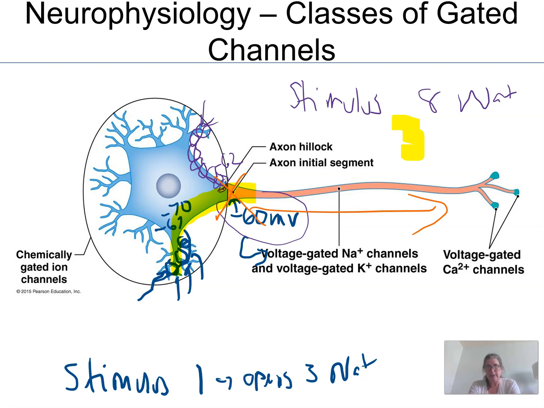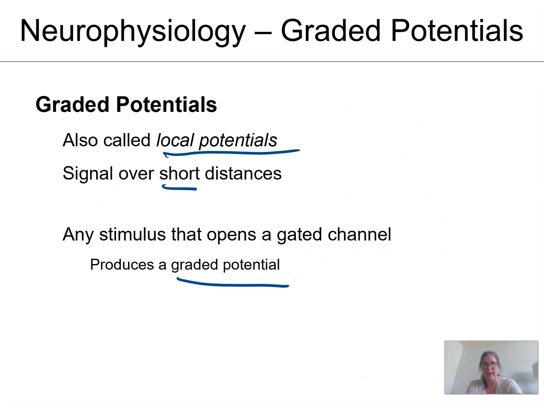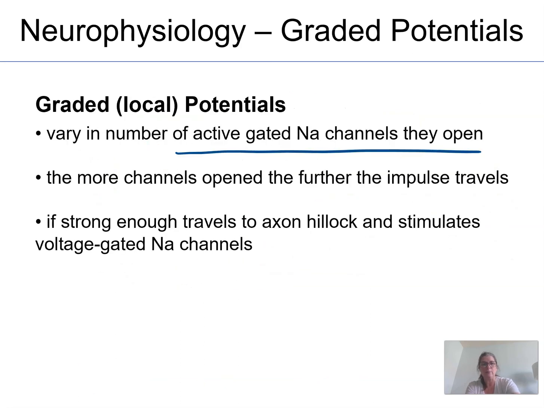The stronger the stimulus, the more sodium channels open, the further along it travels. If it reaches the axon hillock where the voltage gated sodium channels are, and it hits threshold there, then you get an action potential, which is then going to shoot all the way down. So that's a graded potential.